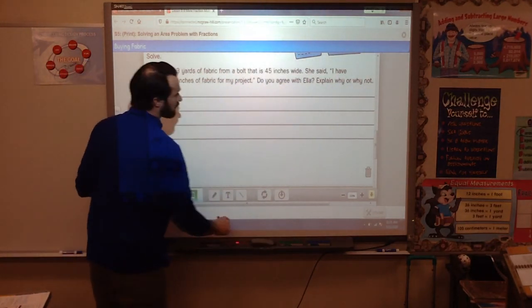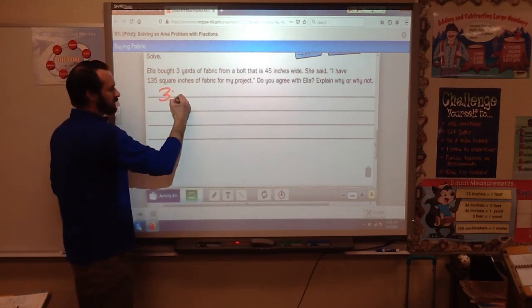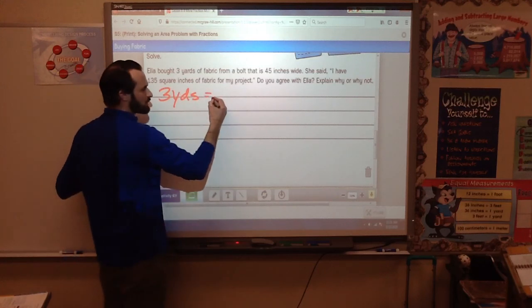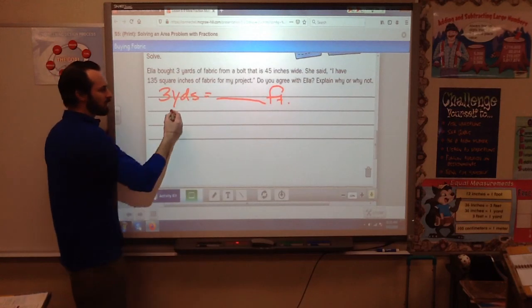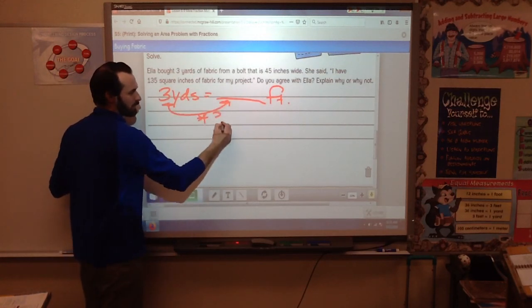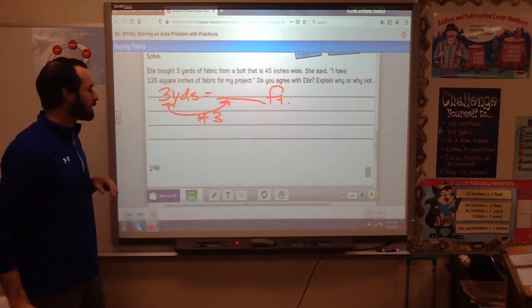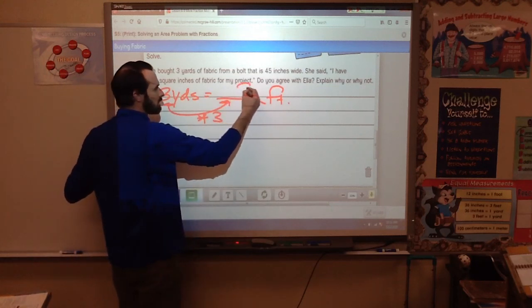Okay, so now we're actually going to do the work. We need to change the yards. She bought 3 yards, but we need to change that to inches. Before we can do that, we have to change it to feet. And there are 3 feet in a yard, so we need to take this number and multiply by 3 to get there. Go ahead and do that. 3 times 3 is 9 feet.